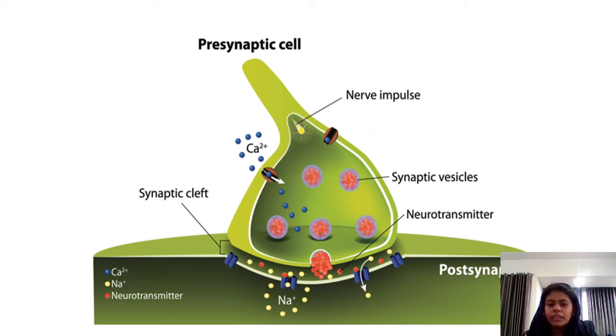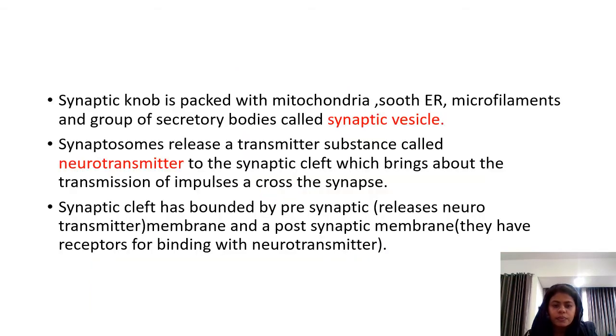And in the endings of this axon, you can see many vesicles which are filled with some chemical called neurotransmitter. During impulse transmission, some changes occur and they release this neurotransmitter into the junction, and it is received by the receptors present in the postsynaptic neuron.